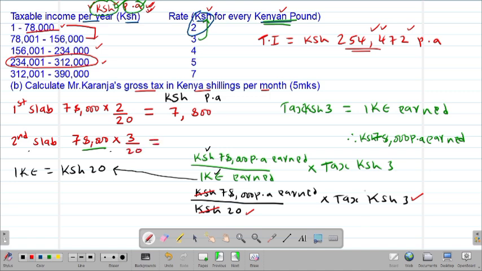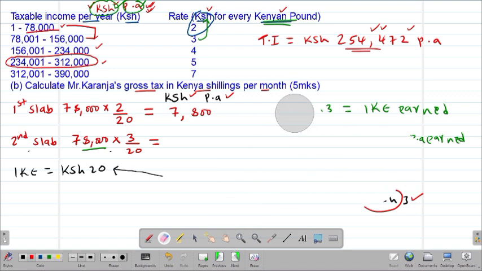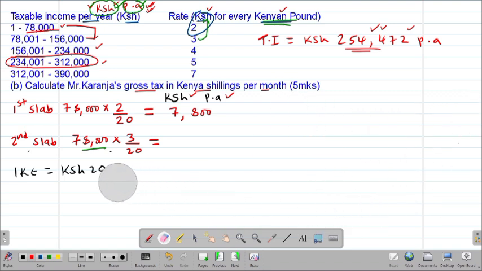Then whatever answer we get on this side must be in Kenya shillings per annum. Therefore, the key thing is to note the final units that you're supposed to get, to know whether you are dividing by 20 or just multiplying by 3. So this will be equal to, you take 78,000 times 3 over 20, your calculator will give you 11,700 shillings.